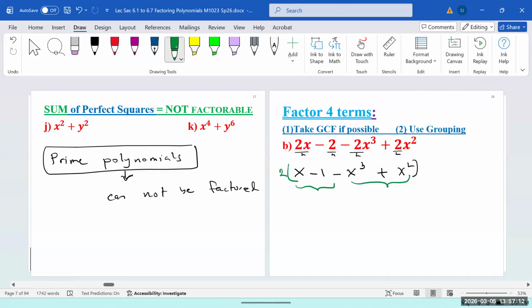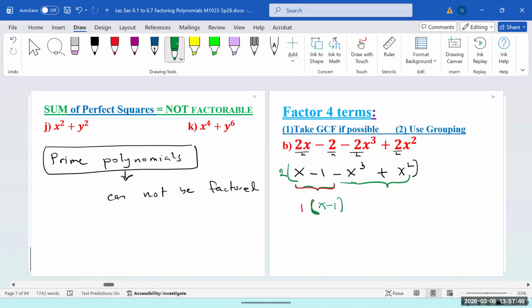In one group, 2 terms. In another group, another 2 terms. And then you're going to do the GCF again. So in group number 1, what is your GCF? Good job. 1. When you have nothing, you always have 1. So this time, does the sign change? No, right? Because we didn't take out negative 1. We only took 1. So you still have your x and you still have your minus 1.